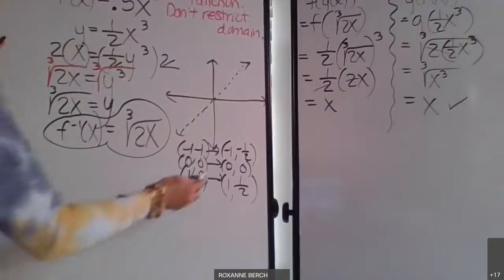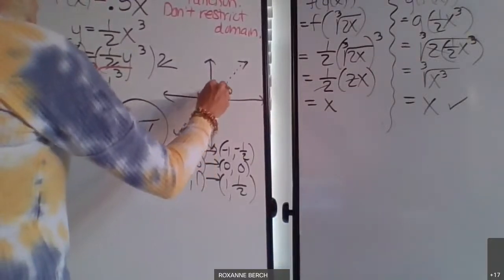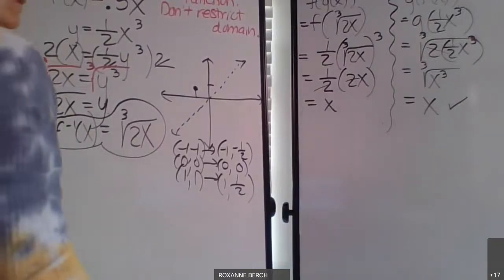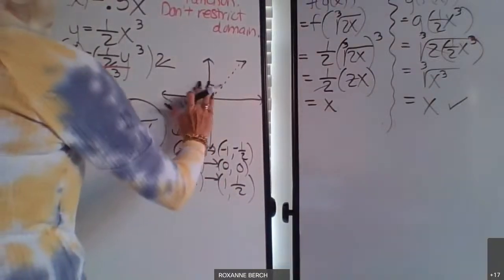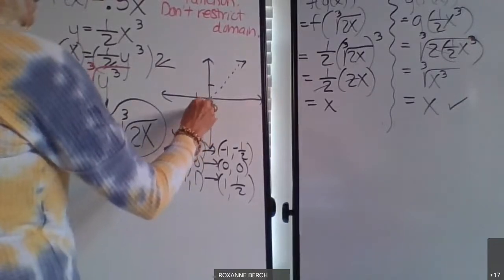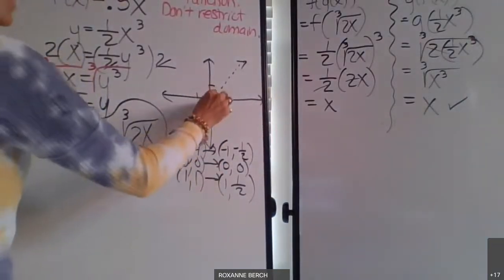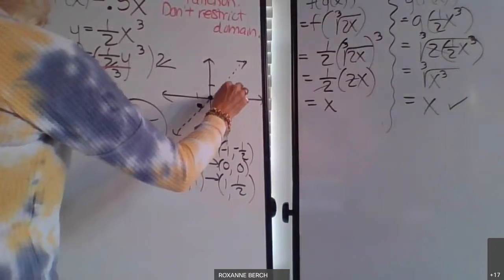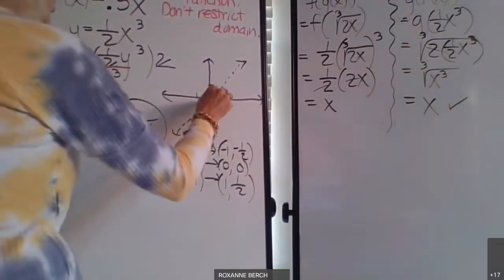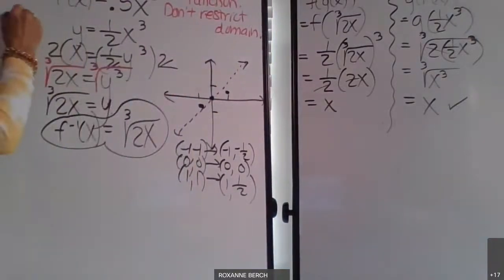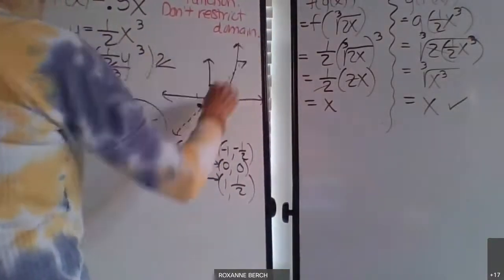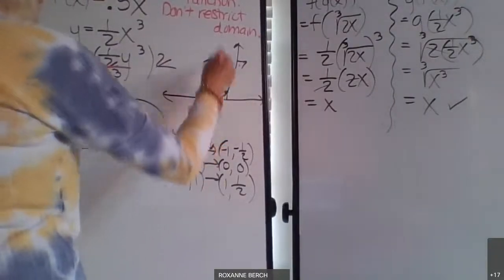So when you graph those points, you get left 1, down a half, 0, 0, right 1, up a half. And so your cubic, remember, don't forget that your cubic goes up and down. So this guy's going up and this guy's going down.